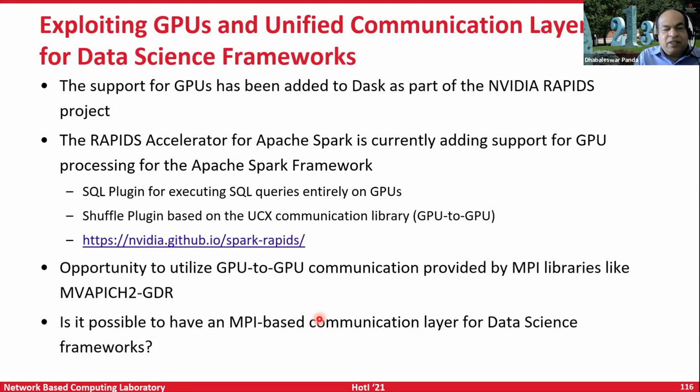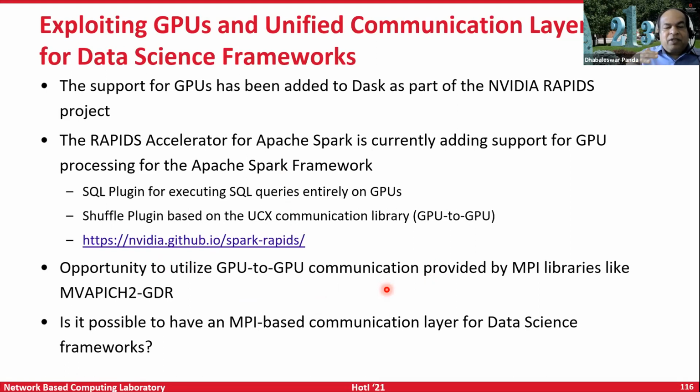The same thing is happening with exploiting GPUs and unified communication layers for data science frameworks. Amir mentioned this. There's a lot of work taking place in RAPIDS, the Accelerator, and Spark. There was a question just now, and Amir answered this. The issue at the bottom line is very similar: how effectively can we do GPU to GPU communication, because all these software stacks are built on GPUs.